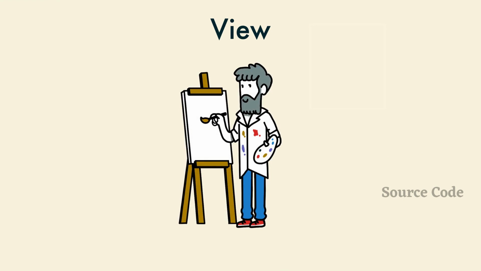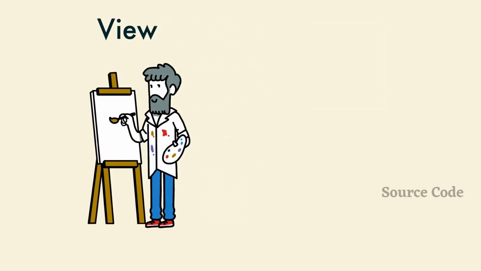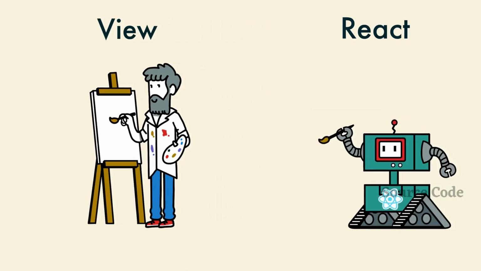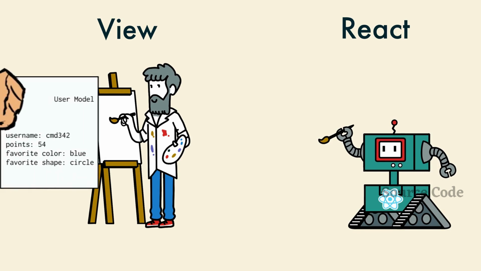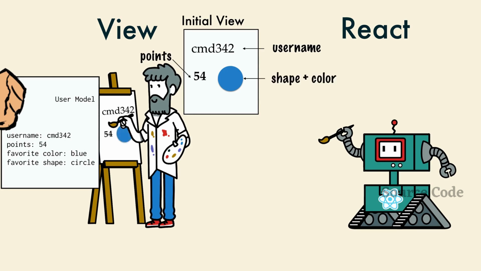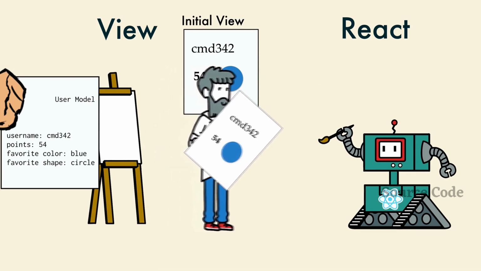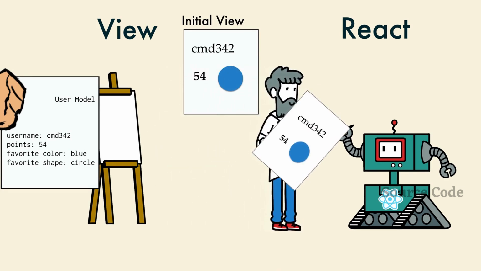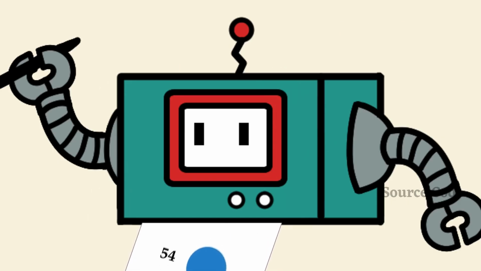But then the View met a friend. The friend was called React. They worked together to paint the DOM. The model would hand the View a complete piece of data. The View knew how to render this: username, points, and colored shape. He would draw a quick but accurate sketch. Then he would bring it to React, who would scan it.